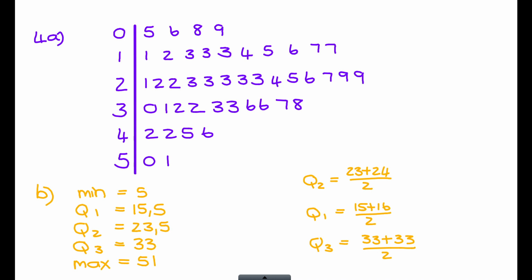Good. Then at B, they're asking to give the 5-point summary. So, if you look at the stem and leaf, the very first number would be my minimum, that's 5. Dan die heel laaste getal gaan wees my maximum, met ander woorde 51. Nee. Okay, then, I started off with getting Q2.